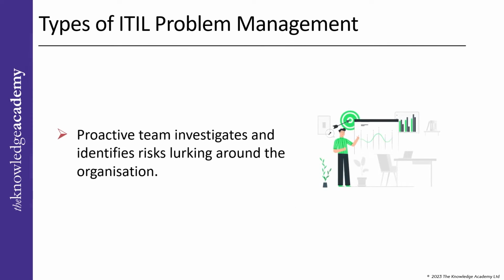The proactive team investigates and identifies risks lurking around the organization instead of waiting for the problems or incidents to occur. Any errors or warning signs that could trigger or start major problems are flagged and rectified immediately to avoid any impact on your business.